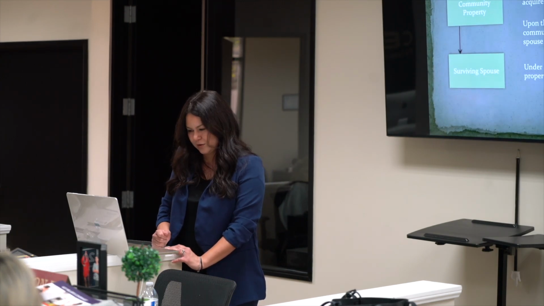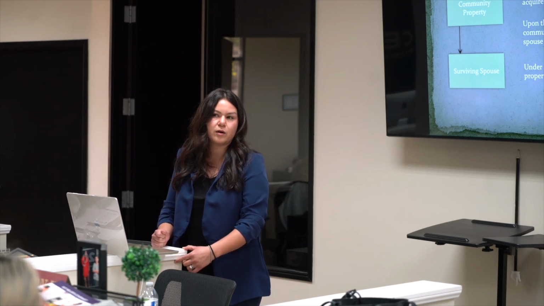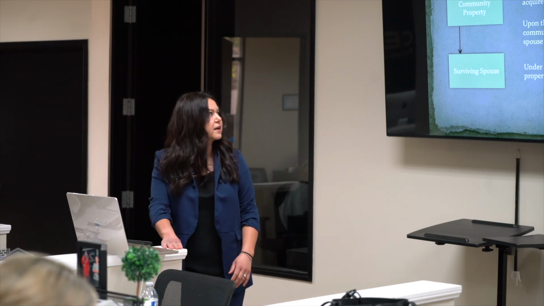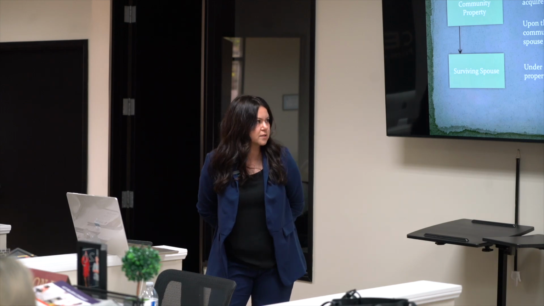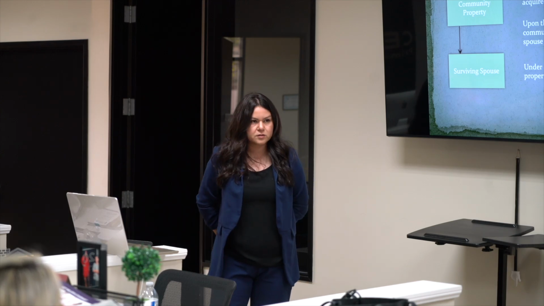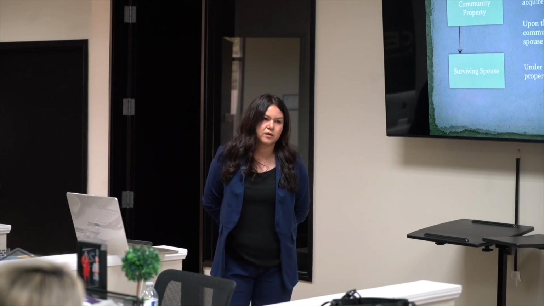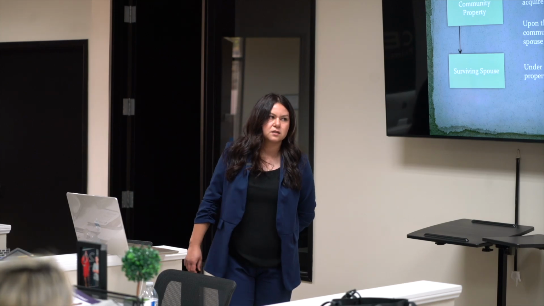Okay, community property. Like I said, community property in California is any property that's acquired during the marriage, except for gifts or inheritance. So upon the death of a person and a property's community property, this is the laws of intestate succession. So this is if someone dies without a will. If there's community property and someone passes away, the 50% of the community property of the spouse is entitled to the surviving spouse.